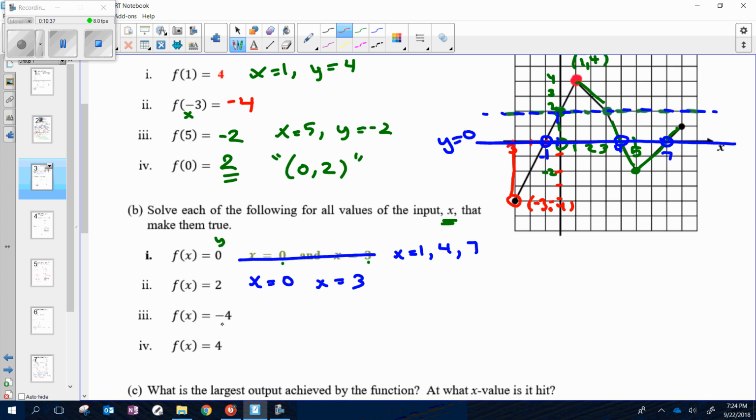All right, now let's look at -4. So I'm going to go down to -4, and I'm going to draw a line. This is where y equals -4. It hit the function over here at x equals -3. I'm going to draw another line up at 4, and it hits the function at x equals 1.